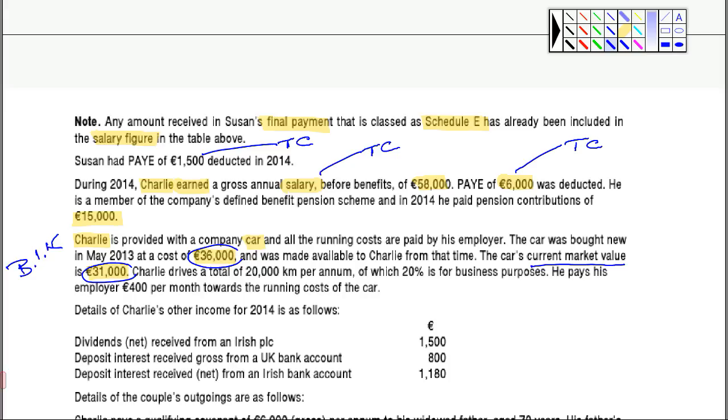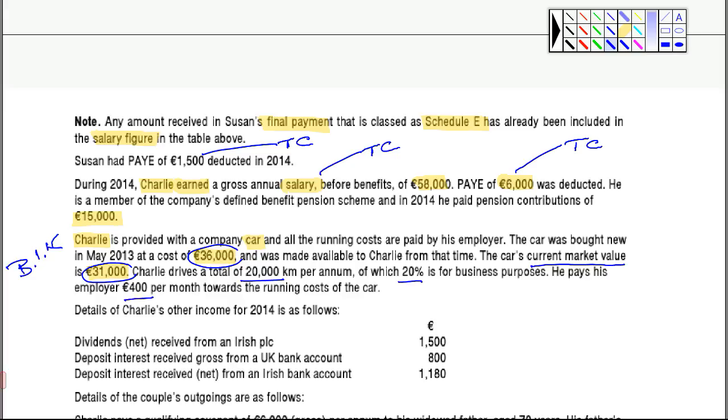They give us some details on mileage here. Now remember that if we're going to adjust benefit in kind downwards in any way, we're interested in high mileage cars. In other words, cars that have done more than 24,000 kilometers. They say that he's driven a total of 20, but only 20% of that is for business purposes. So we've got to think to ourselves, do we need to adjust the normal percentage, i.e. 30% times OMV? I'm not so sure that we will have, but more of that later. He also pays a contribution.